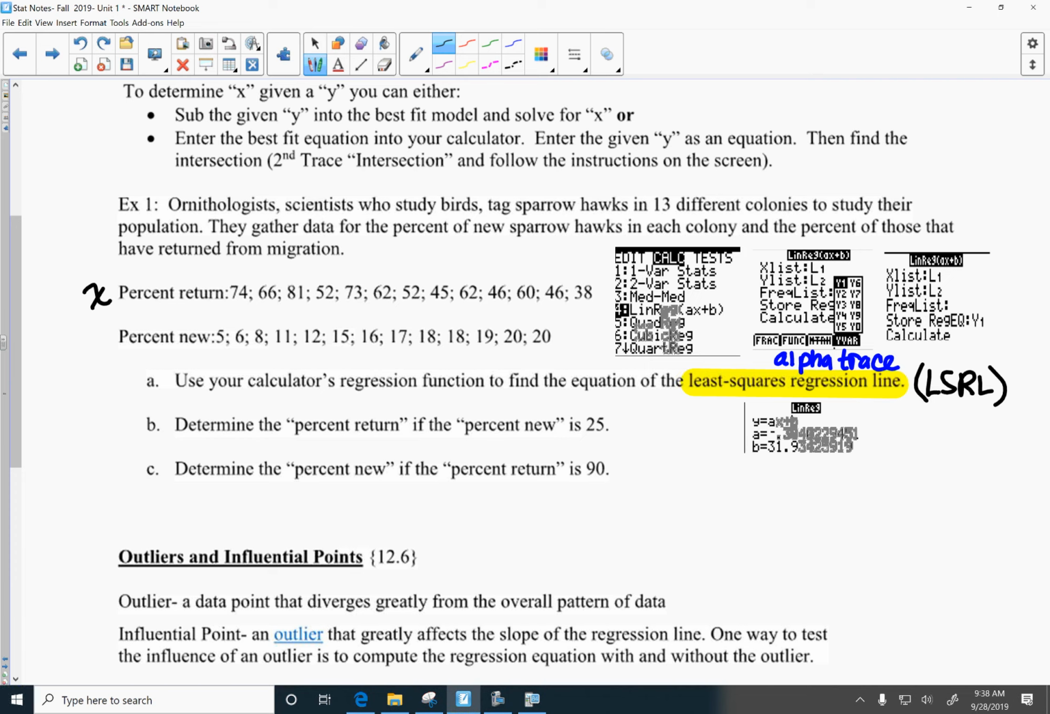It doesn't give me... Oh, polar mode. Sorry, wrong. I had it set up for a different class. So it's that. So I'll get you back where you were. Stat, calc, 4. Okay, do the alpha trace, and it's going to work now.